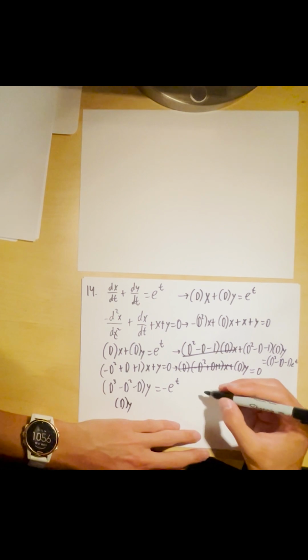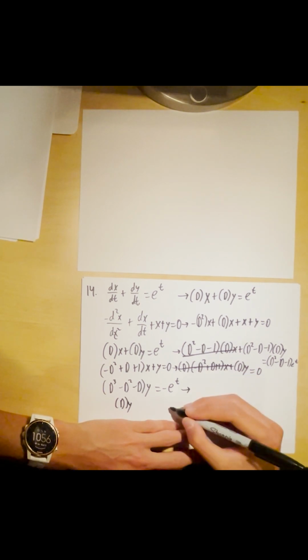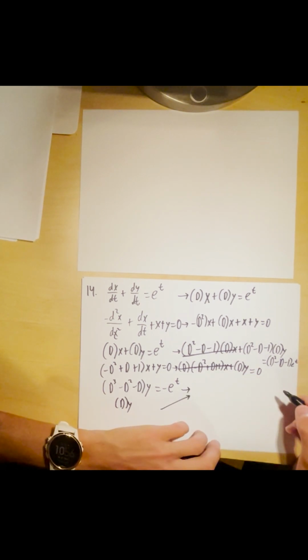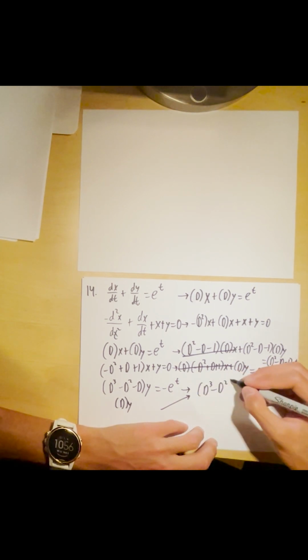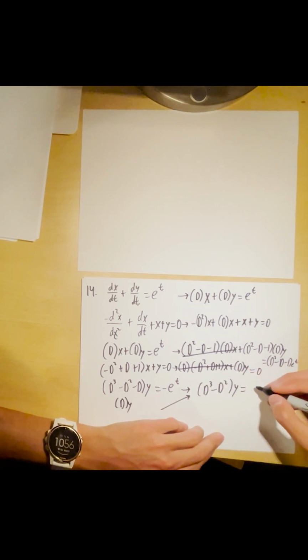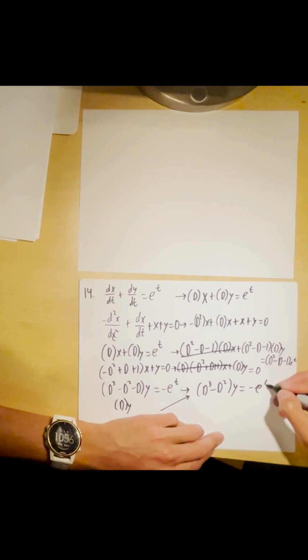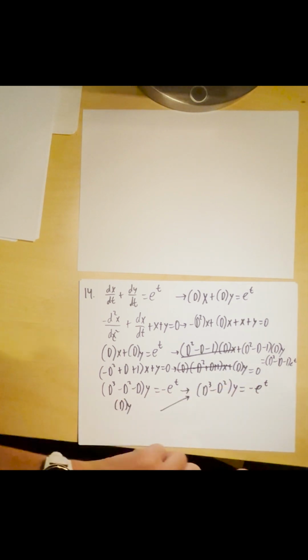So now we can combine these two equations. So I'm going to do it like this. We'll get D cubed minus D squared y equals negative e to the t. Okay.